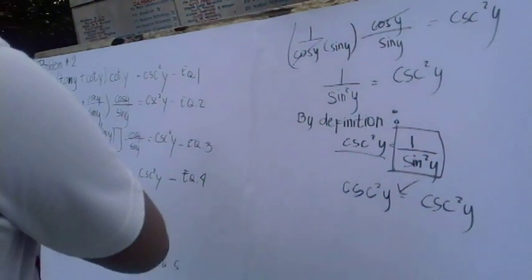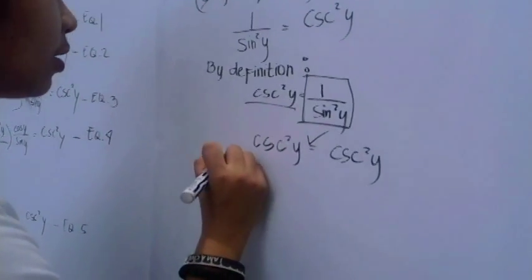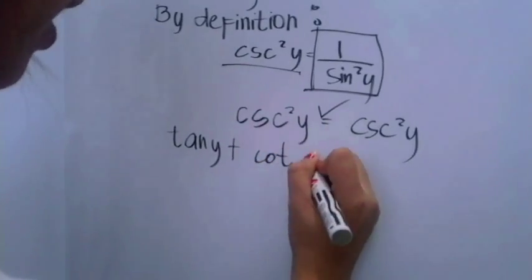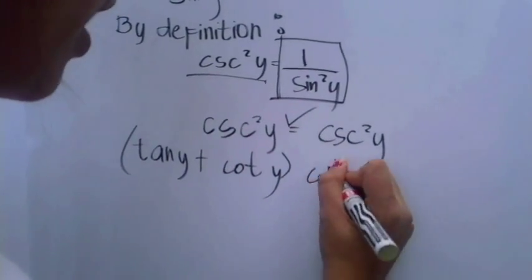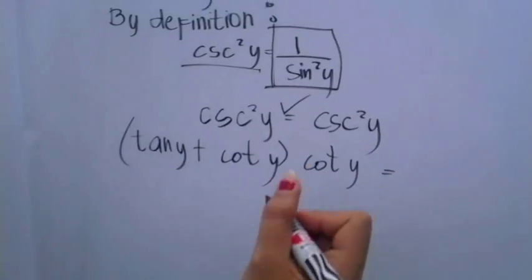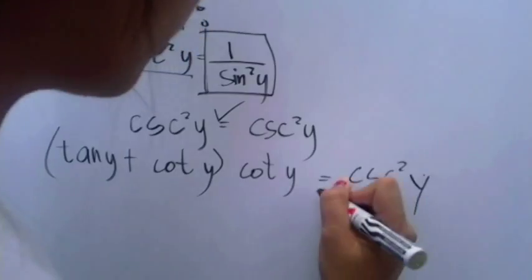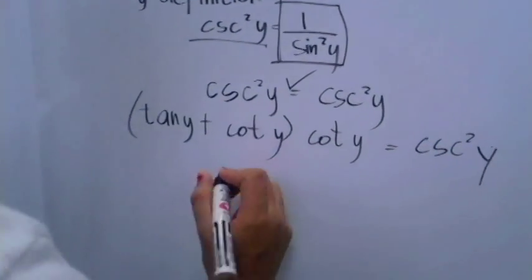So, going back to our problem, the quantity of tangent y plus cotangent y, multiplied by cotangent y, is equal to cosecant squared y. Therefore, this equation is true.